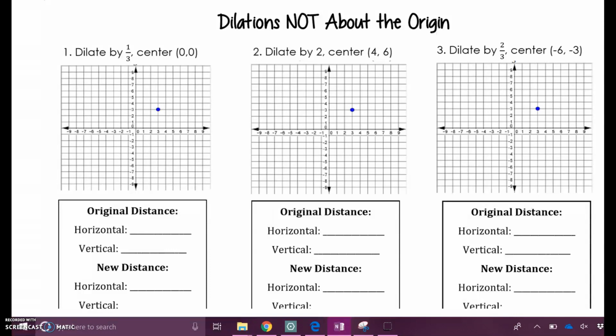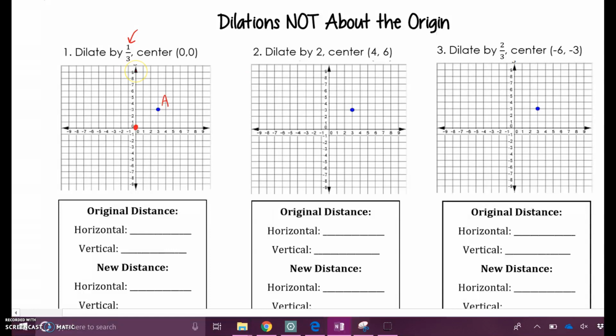So we're just going to practice dilating points right now, and we're not literally going to make the point bigger or smaller. We're going to adjust the coordinates based off of a scale factor. So this first one, we're going to dilate this point right here, we'll call it point A, by a scale factor of 1/3. And our center of dilation is going to be 0, 0, so I'll mark that as well. On your graph, if you want to sketch this picture as well, that would be great for following along.